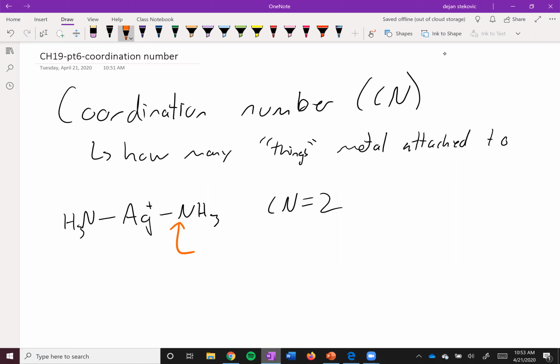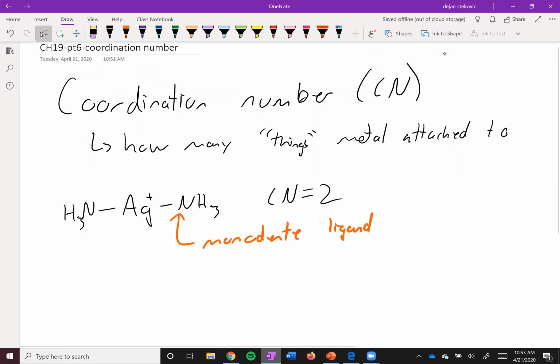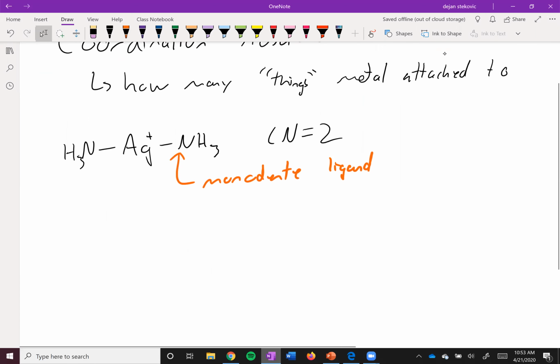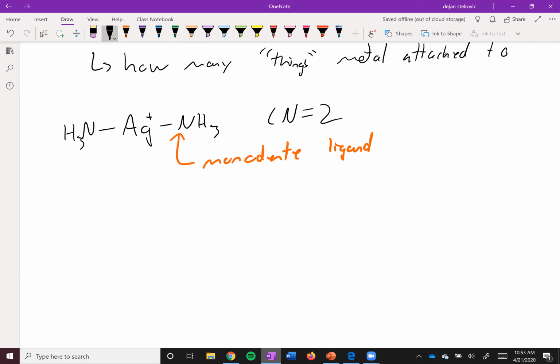An amine, an NH3, is what's known as a monodentate ligand. The mono means one, the dentate kind of means tooth. So basically the idea is that this ligand is only chomping down with one tooth. It's only got 1 point of connection. Let's take a look at a different example.